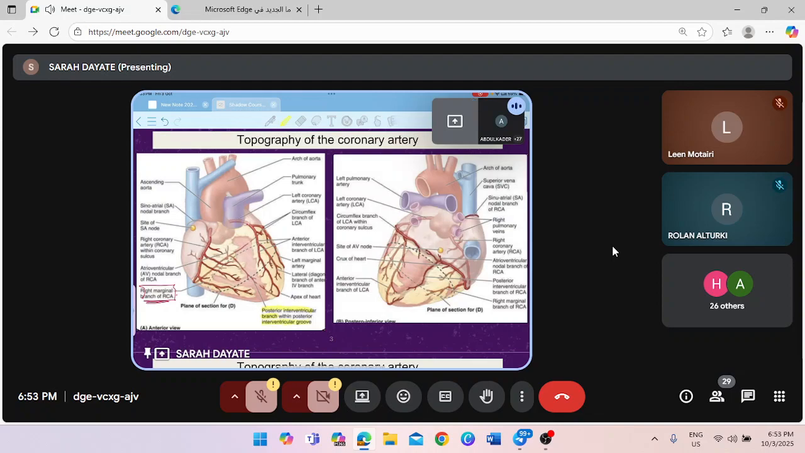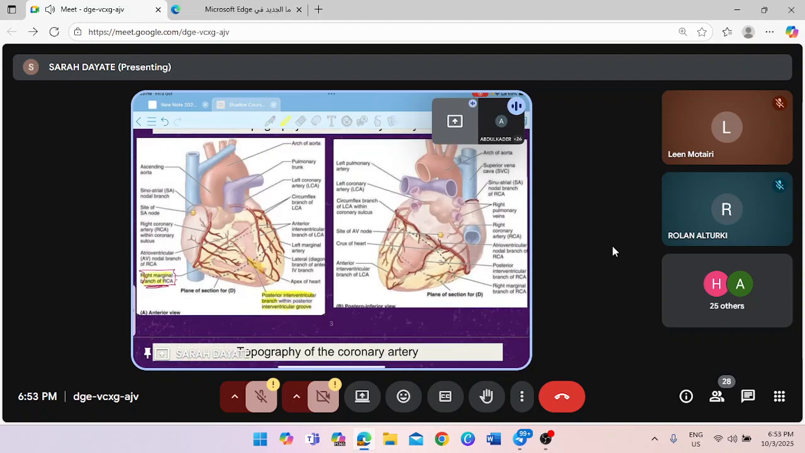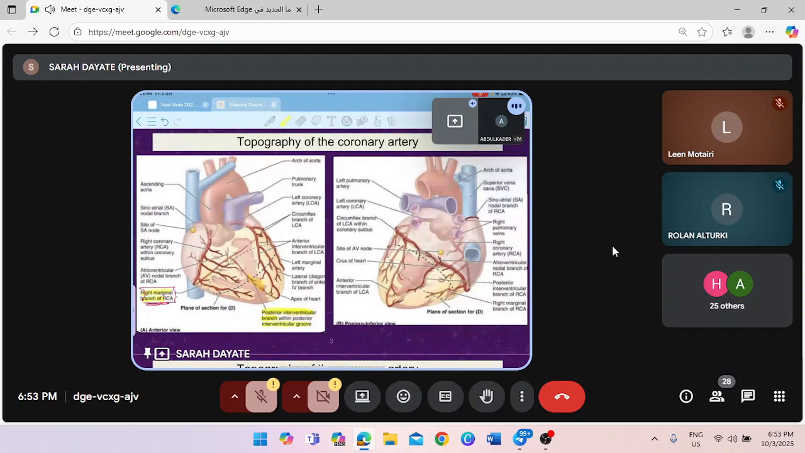A very important point is that you have to know which artery supplies which part of the heart. So when we say posterior interventricular branch, the posterior side of both the ventricles will be supplied by this artery. The right marginal branch will supply the lateral margin of the right ventricle. Now, the left coronary artery will also have two branches. We have the circumflex branch, which will supply the circumflex region. And we also have the left marginal artery, which will go to the back and supply the back left of the heart.